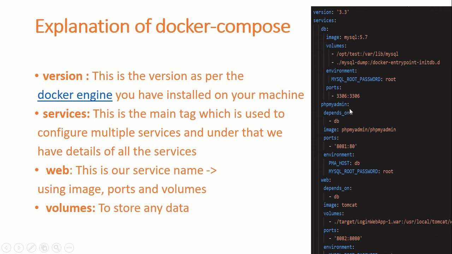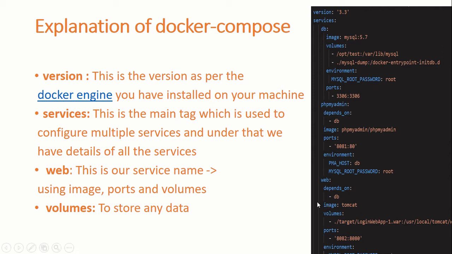The second is phpMyAdmin. I am using phpMyAdmin so that you can access this database through a GUI. Otherwise, you can use it through the command prompt also. But here I am trying to do it using the GUI. That's why it depends on the DB. So here we have provided the DB, and after that it's the same concept: image, and then you map it with the ports. Now the third is web. Web also depends on DB, and here you provide your image and volumes, whatever you need to provide, and environment variables if you need them. So this is how a Docker Compose file looks.